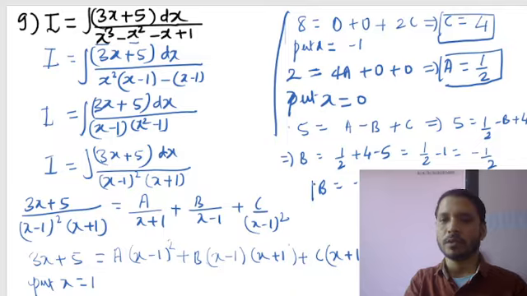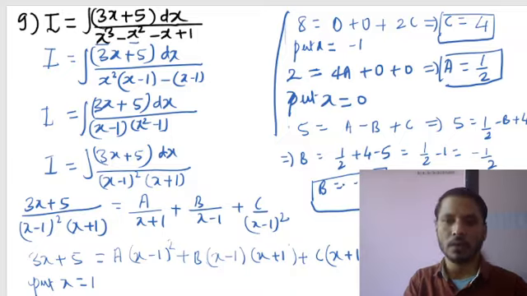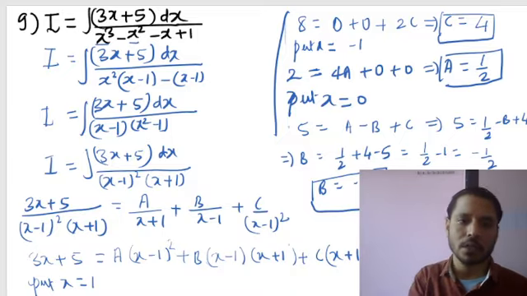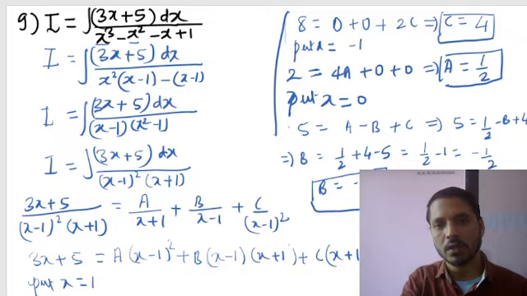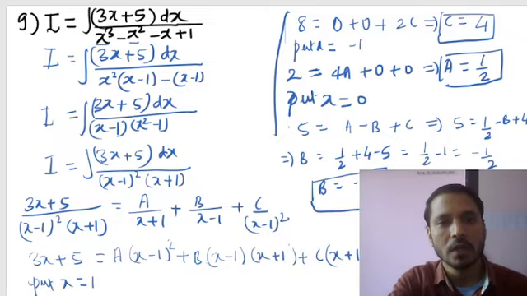So now we have to substitute the values. a is equal to 1 by 2, b is equal to minus 1 by 2, c is equal to 4. That means this can be written as, now we need the next slide. So I'll take a new slide.